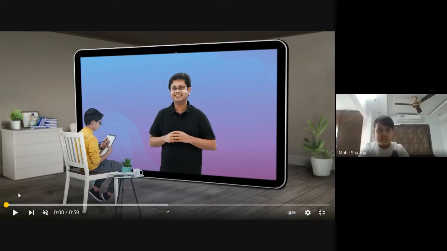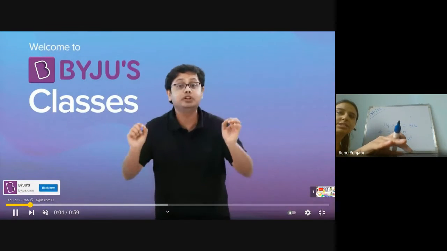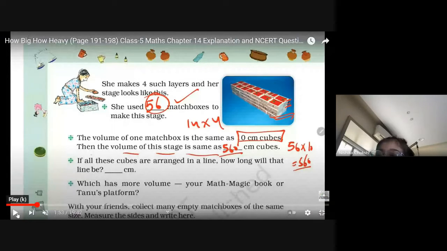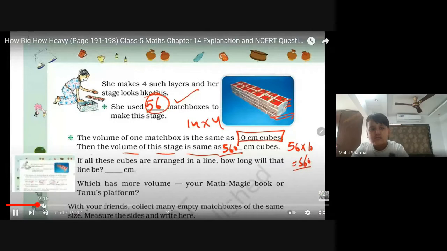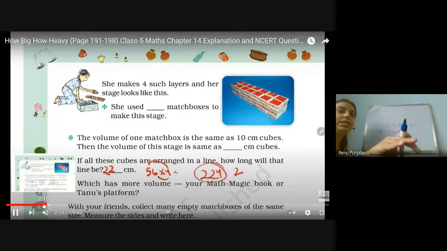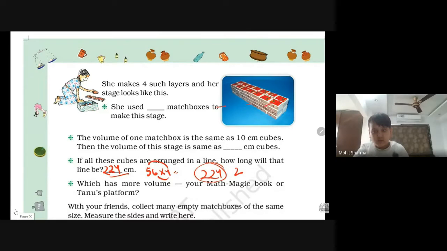Just a minute, students. Let me remove this. And the answer will be 630. See, all these cubes are arranged. These are two lines. There are 4. If all these cubes are arranged in a line, how long will it be? I think I have done the wrong multiplication.